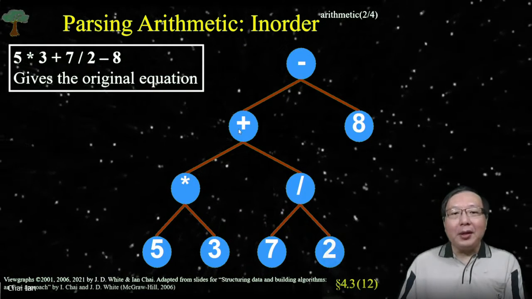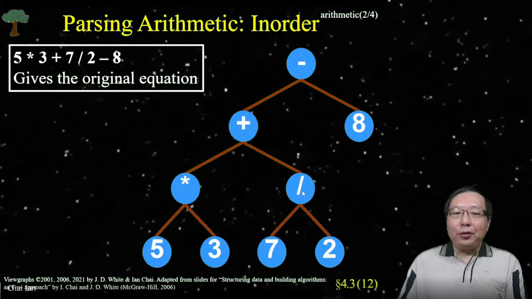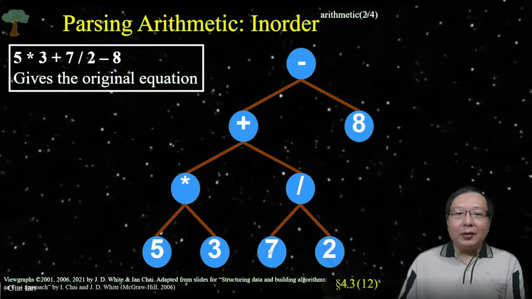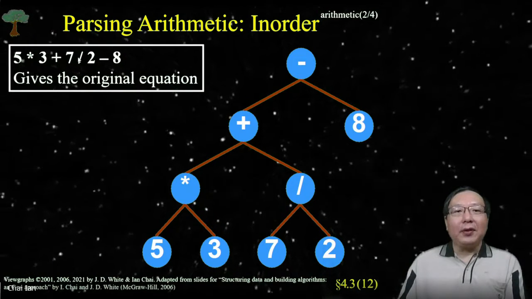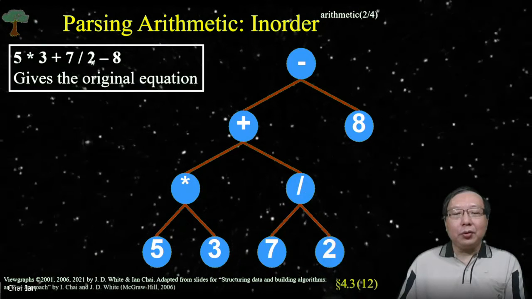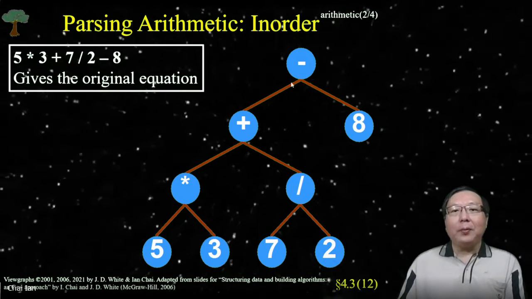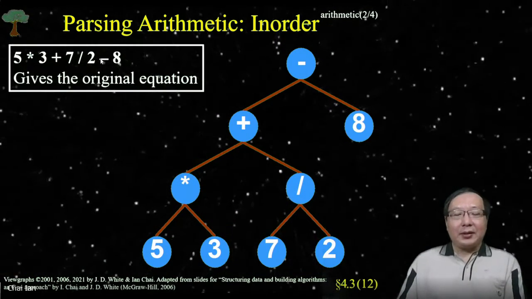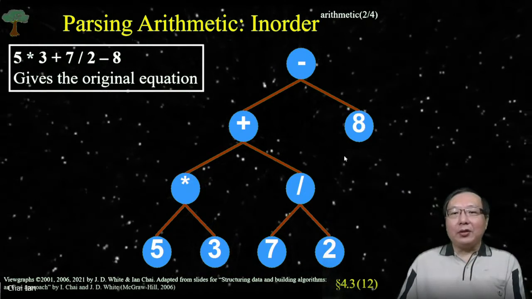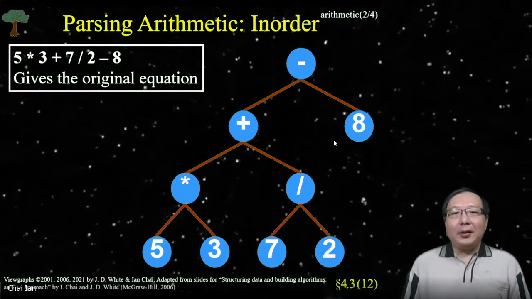So we go to the middle, which is plus. And then we go to the right, but we don't do this yet because it has children. So we do the left, 7. Then we go to the middle, which is divide. Then we go to the right, which is 2. Then we finish this one, so we go back to here. We finish this one, so we go back to here, and this is the middle, so we do the minus. Then we do the right, which has no children, so the 8 is done immediately, and then we are done. So that is parsing in-order.